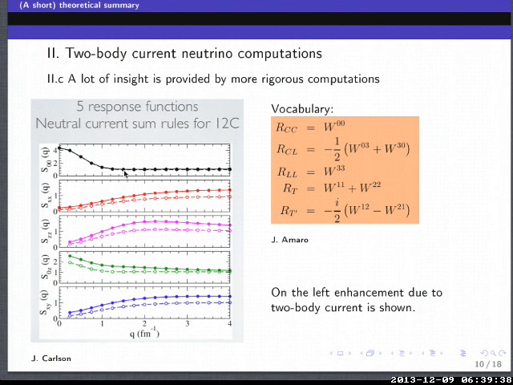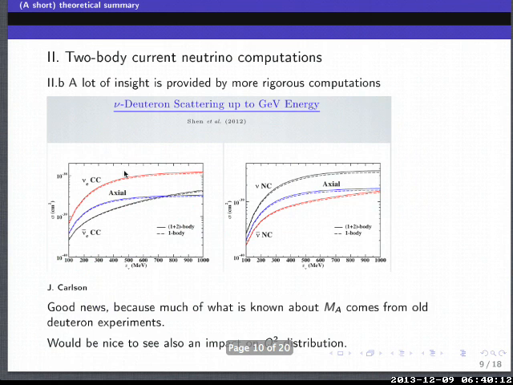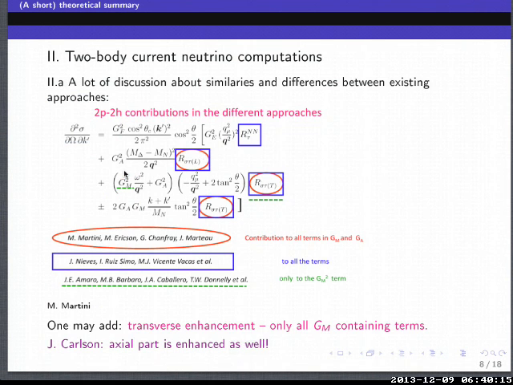This is the way in which they are translated into another language, which was discussed by Jose Amaro. So those responses are in a frame in which momentum is transferred along the axis. This is a language used by some other paper. And this one is interesting, because in S00 there is no enhancement. And as far as I can tell, and maybe you can correct me, it is this.